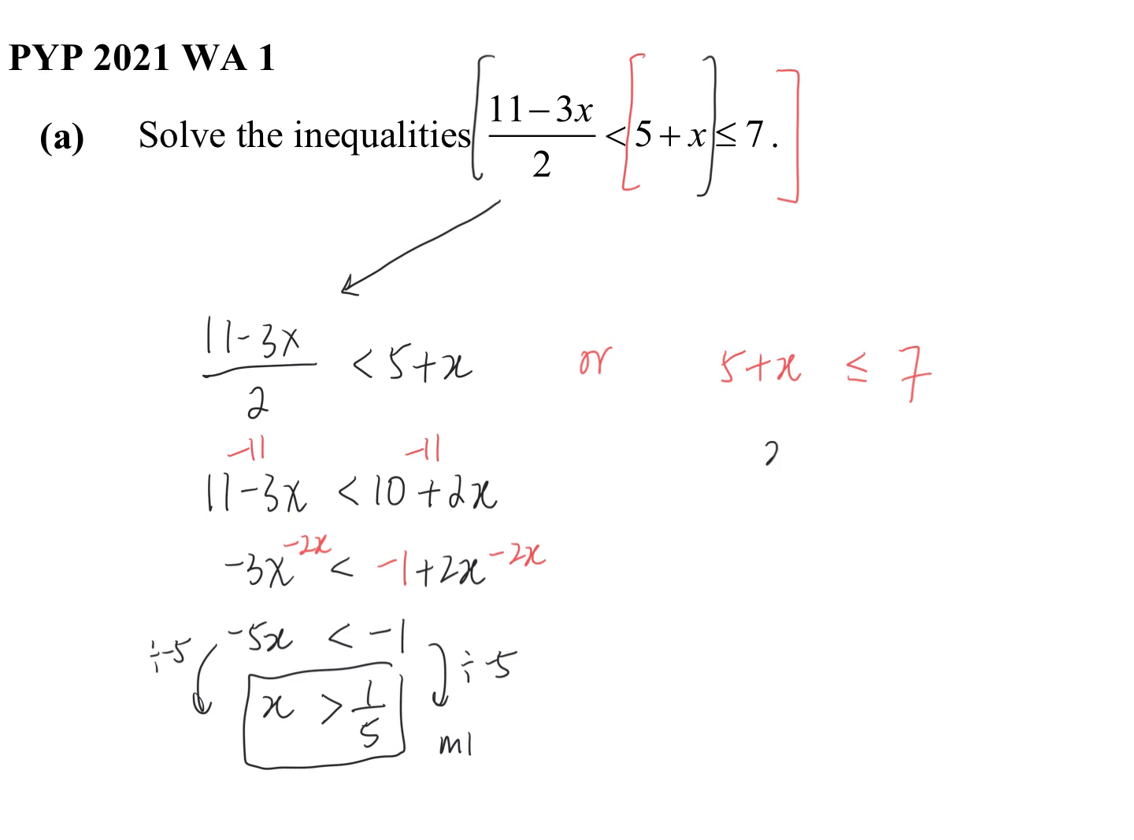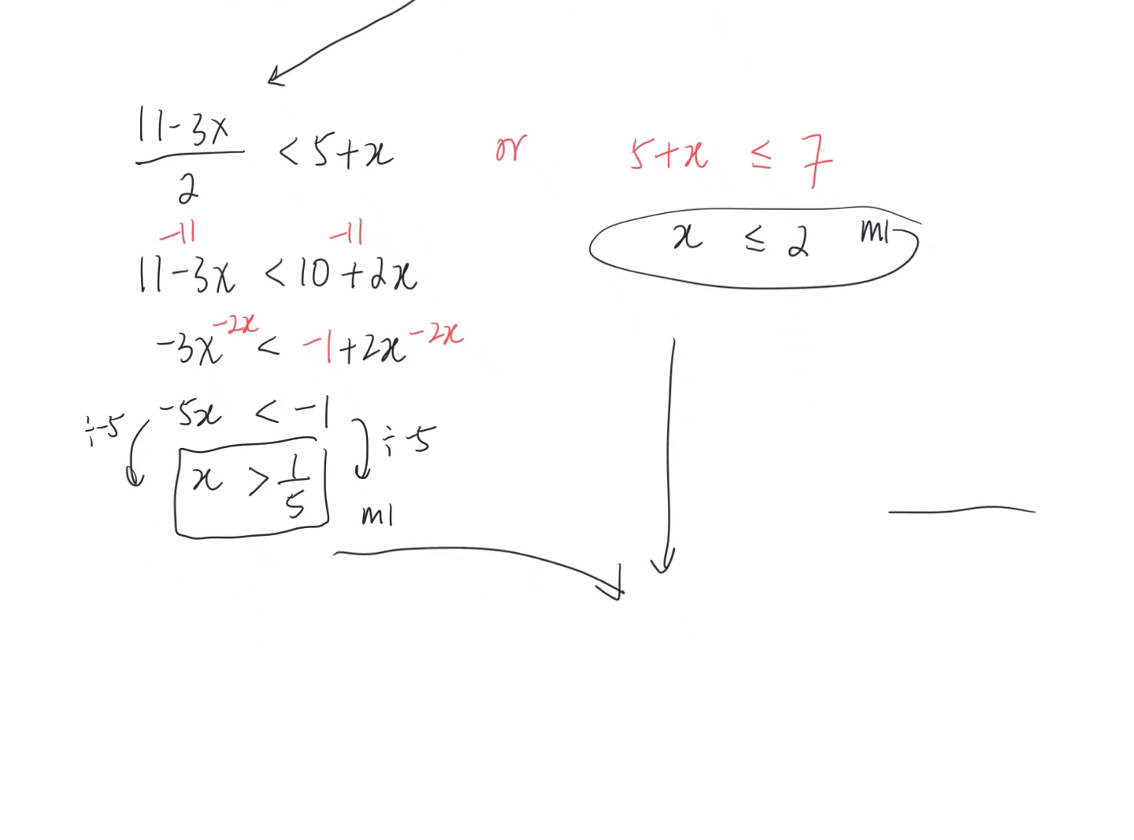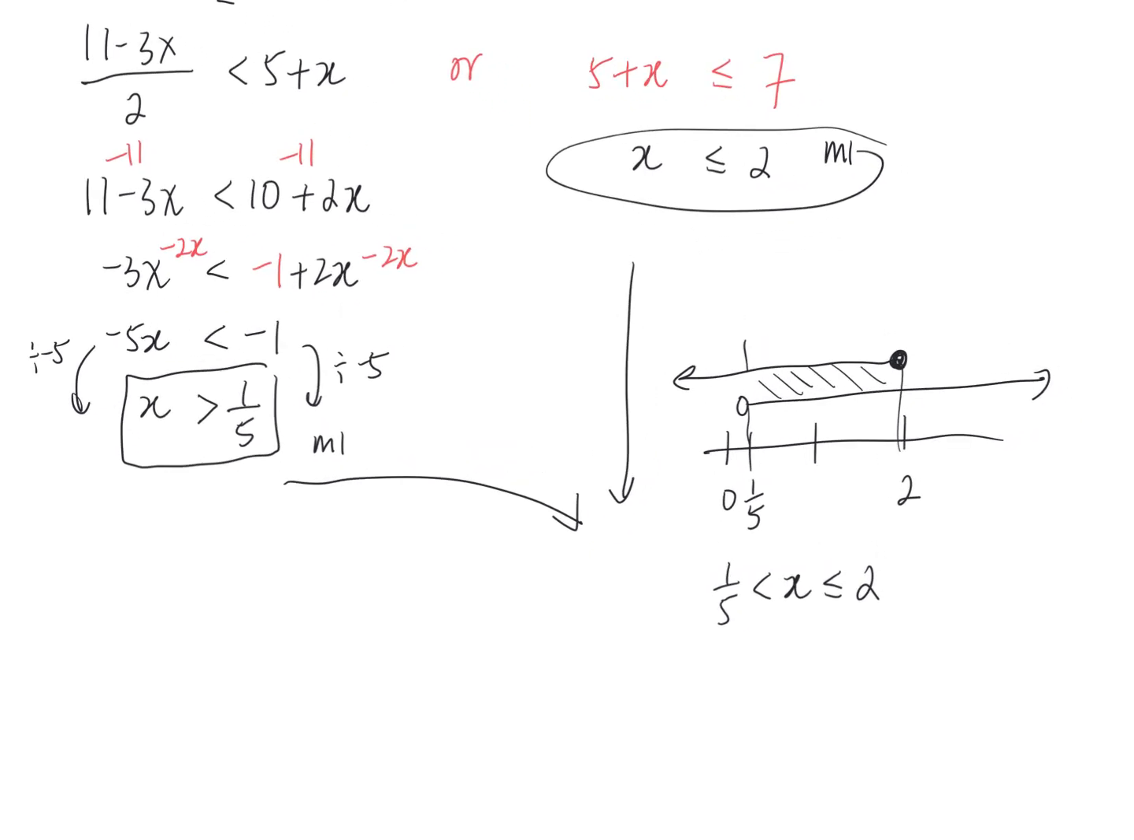Okay, the next one, this one is the easy one. You get 1 mark here. Final answer when you overlap. So 1/5 is maybe here, greater than 1/5, lesser or equals to 2. So the overlap is over here. So your x value is trapped between 1/5 and 2. So my solution is this. So this is my answer mark.